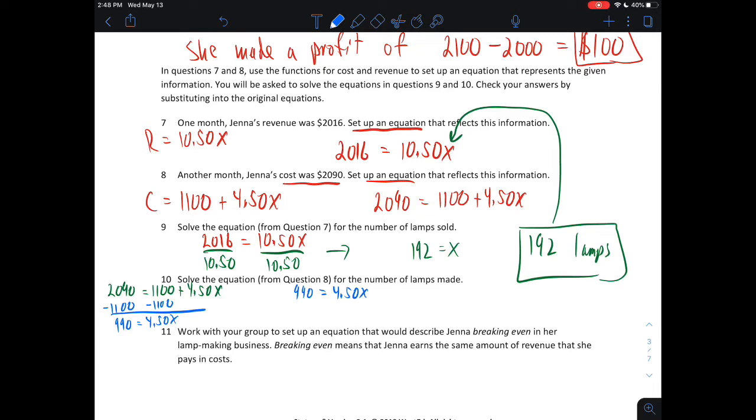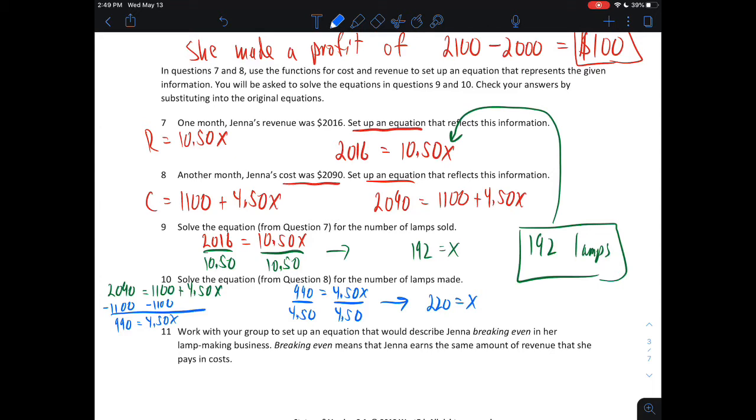So now how do I get x by itself? This is now just like what we did in number 9. I'm going to use division. Divide both sides of the equation by 4.50. And when I do that, that gives me that x is equal to, because the 4.50x divided by 4.50, remember you're doing an opposite operation to get rid of the number. The x just stays where it is on the right-hand side of the equation, and 990 divided by 4.50, that's 220.